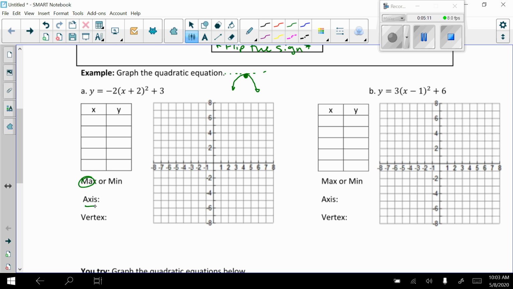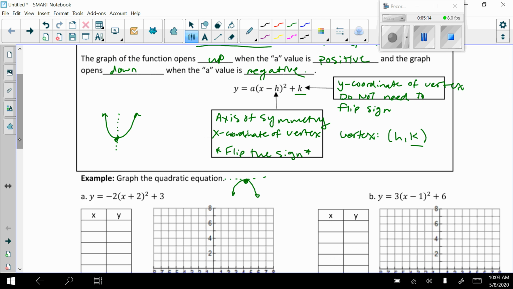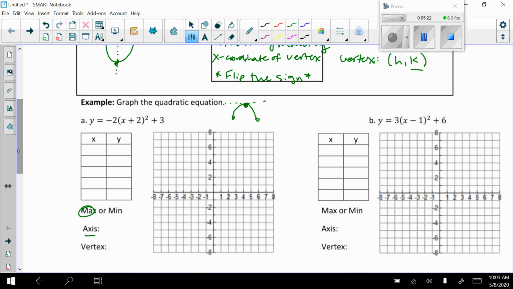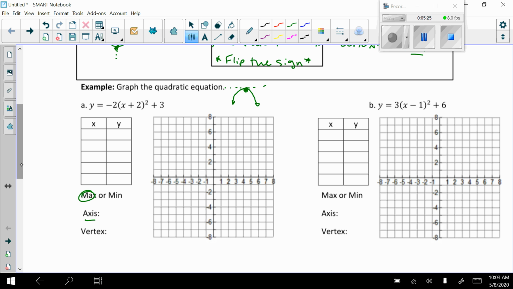Let's think about the axis of symmetry. Remember, that is the number inside of the parentheses. It's the h value, the number that's with the x. So all I have to do to find the axis of symmetry, which is also the x-coordinate of the vertex, is look at this number inside the parentheses and flip the sign.